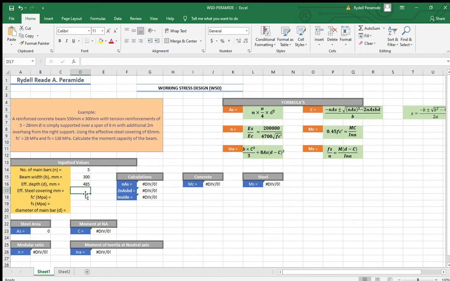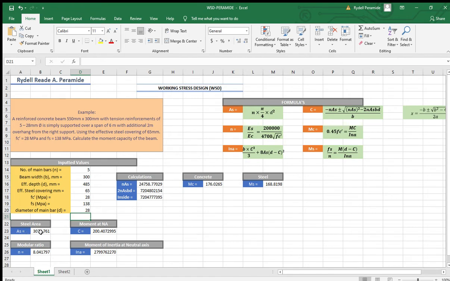And the effective steel covering. Using the effective steel covering of 65, so 65. And the FC here is 28 megapascal, FS 138, and the diameter of the main bar here, the 28. But as you can see, if we input all the given here, it will automatically give the answer.